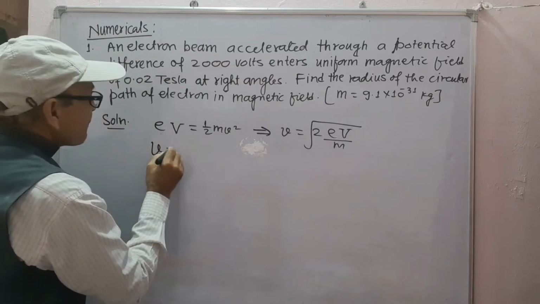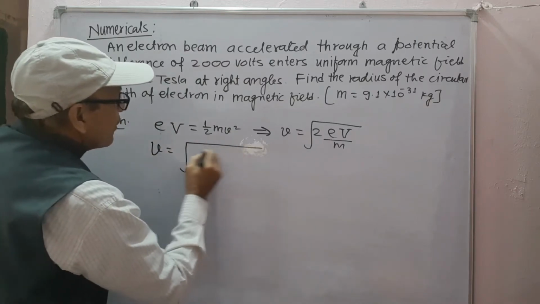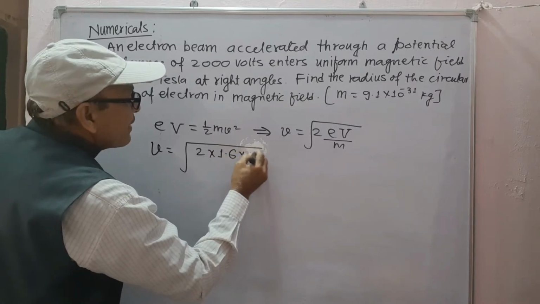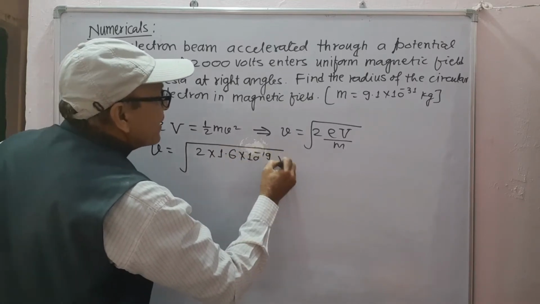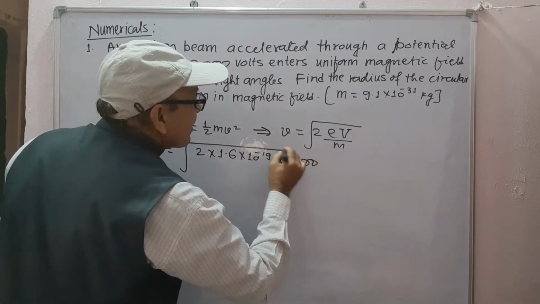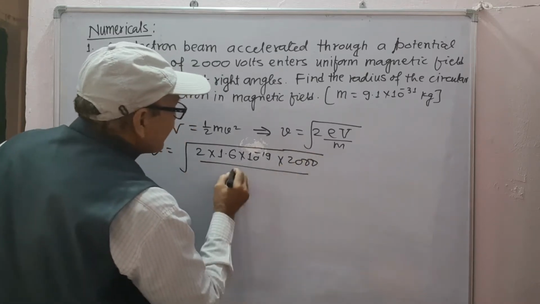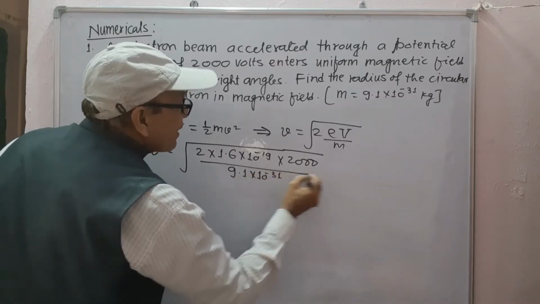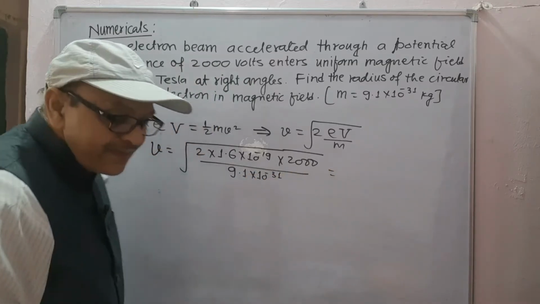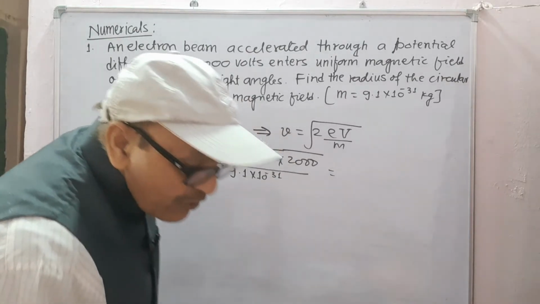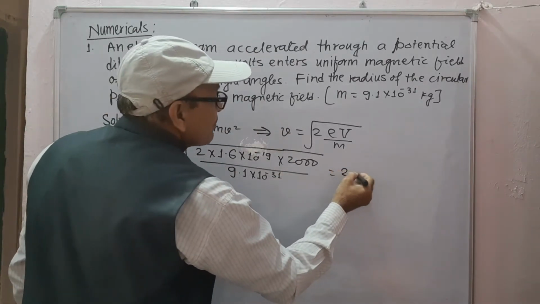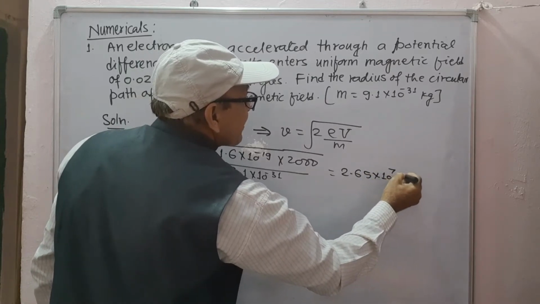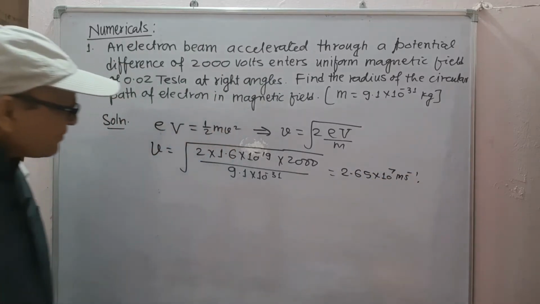v is equal to under root 2e, where e is electronic charge 1.6 into 10 to minus 19, V is 2000 volts, and mass of electron is 9.1 into 10 to minus 31. On simplification we get velocity as 2.65 into 10 to power 7 meter per second.